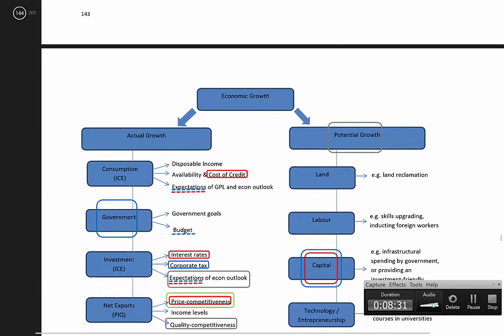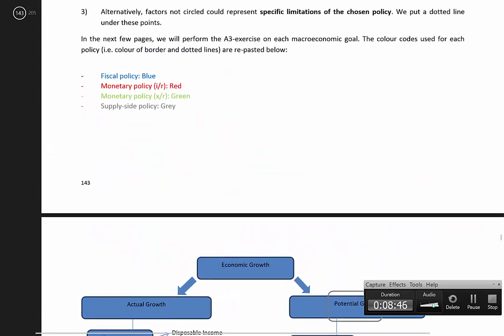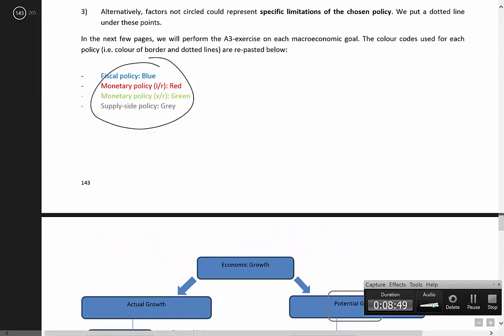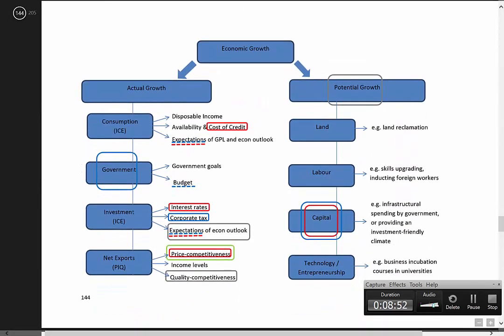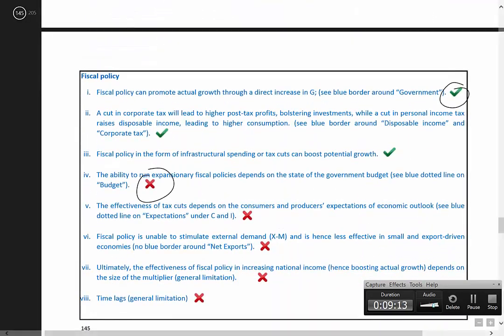So if you scroll through the rest of the book, you'll see the A3 exercise being applied, not just in the case of fiscal policy, but I do the same for interest rate policy, exchange rate policy, as well as supply side policies. Okay, so I've marked all the policies based on different color codes. So the circles represent where policies are able to exert an effect. The dotted lines represent the limitations of each policy, and not forgetting the areas where you have no circle, okay, they are also indicative of the limitations of that policy. So following each A3 exercise, I would have a list of pros and cons of each policy.